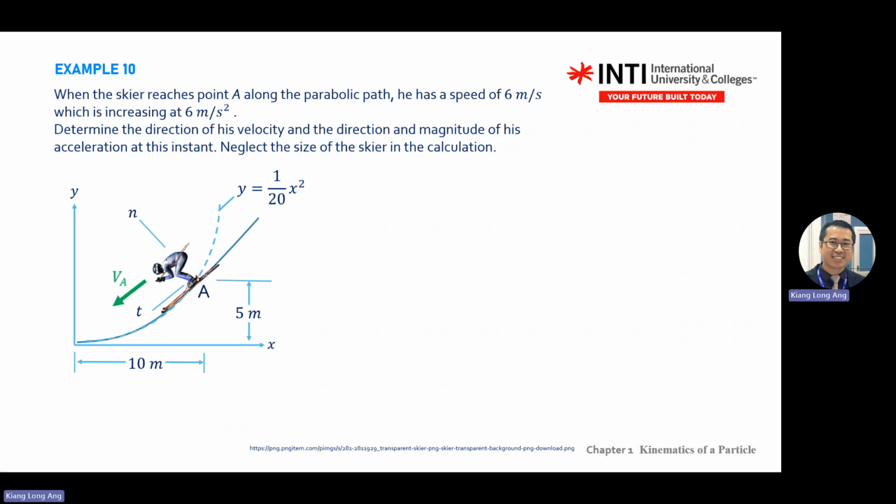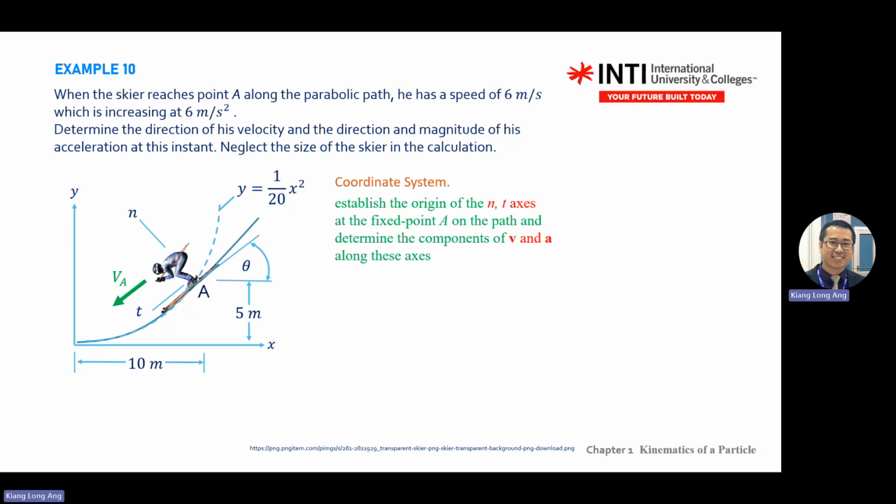Then the VA is given. Straight away, you should know where to draw VA. VA, this is a curve, so VA is along this one. I just take out this one. So it's along the T, along the T. So there's a theta there, and there's a theta there.